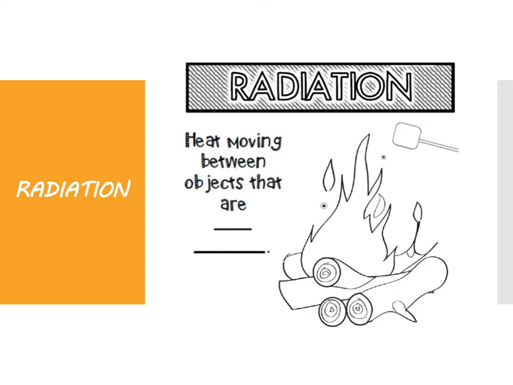Now the first section we're going to look at, in the top right corner of the doodle notes, is radiation. Hopefully you remember a lot of this from middle school or even elementary school, if you can think back that far. Radiation is when heat is moving between objects that are not touching. The most common example we think of is the sun, but you can also get radiation heat from things like a fire.